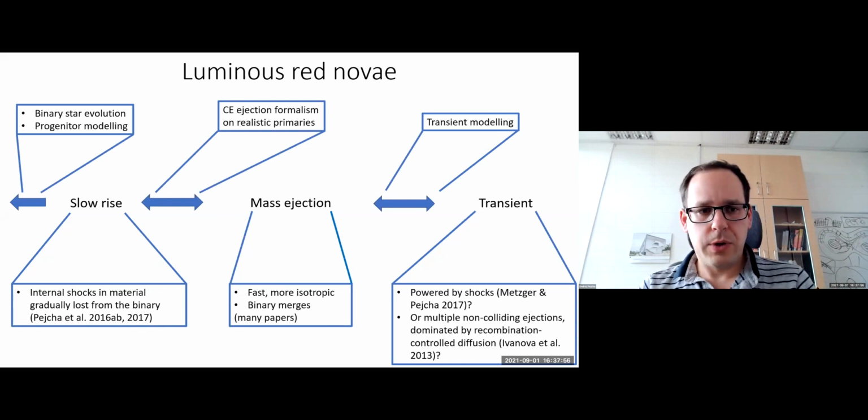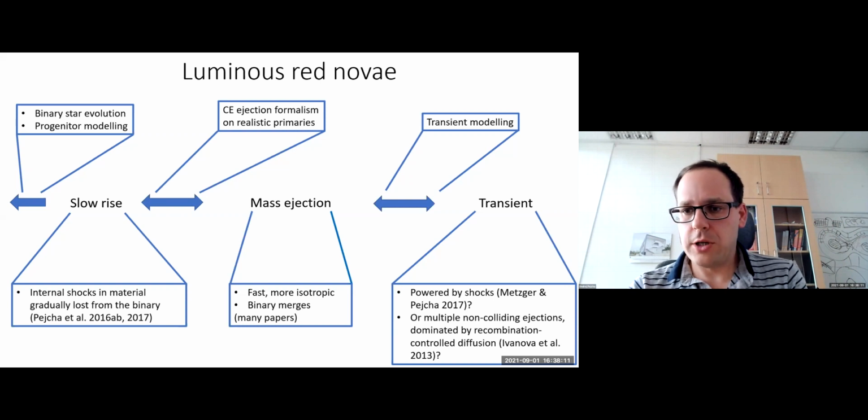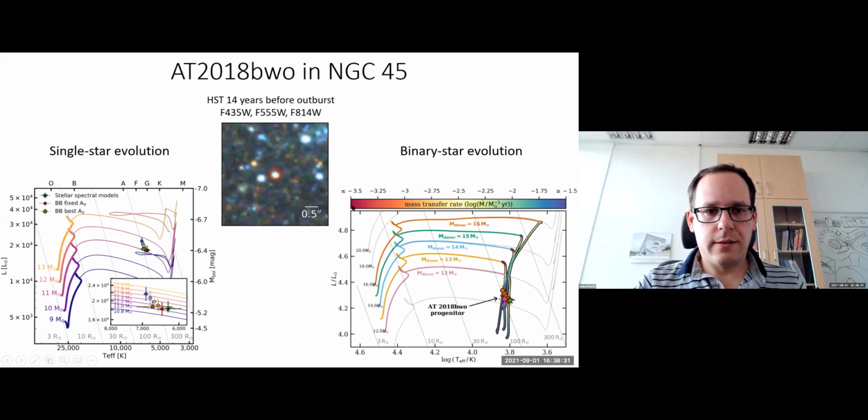In order to do this, we had to model the progenitor and calculate binary star evolution that explains how the system got into the unstable phase. Then we could use the common envelope ejection formalism on a realistic primary that actually matches the observation of the progenitor that we have. That would explain the mass ejection. And then we can confront this, in the final step, with a modeling of the transient and put the entire picture together. So why this transient?